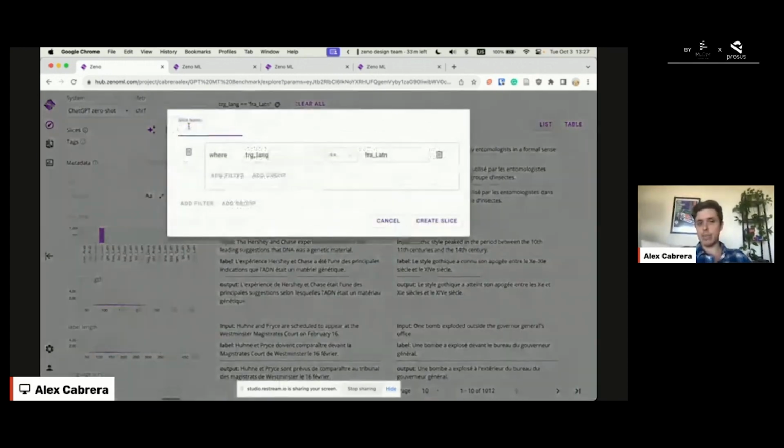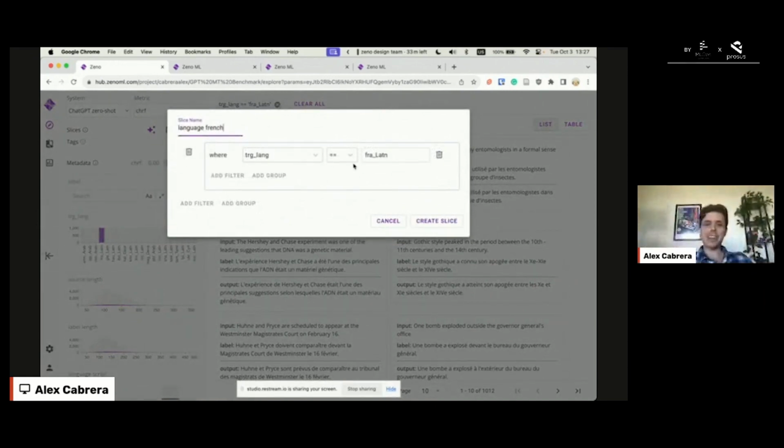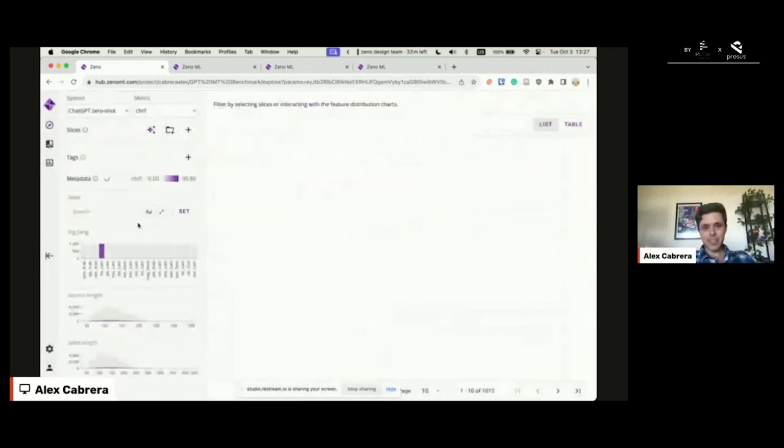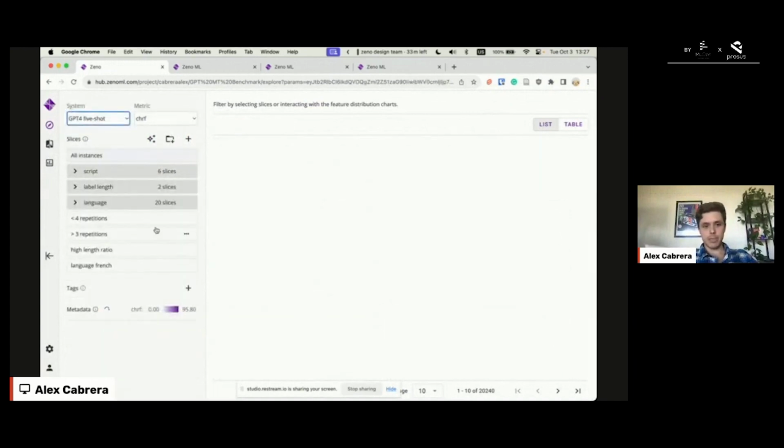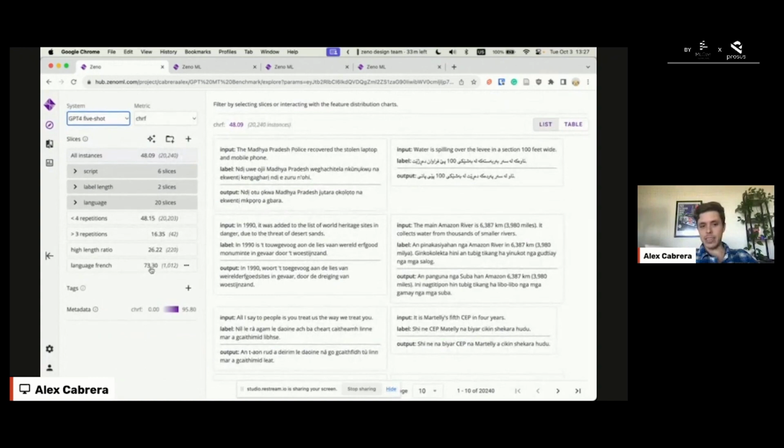So we could actually create a specific slice for this and be like, hey, language French. You could create any intersectional group you want, like language equals French where the text is very short, if you wanted to, and create a specific slice. So now we could compare, say, language French across different models, like GPT-4 versus ChatGPT. And we see the accuracy is slightly higher.